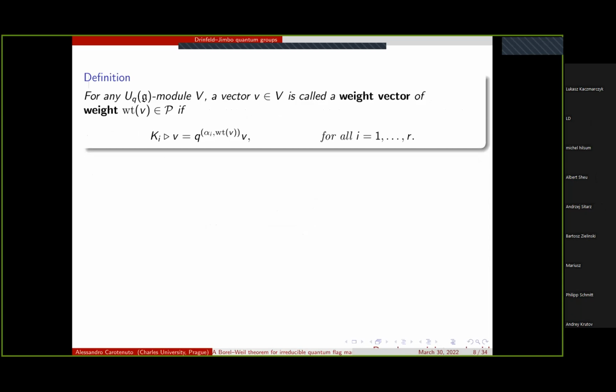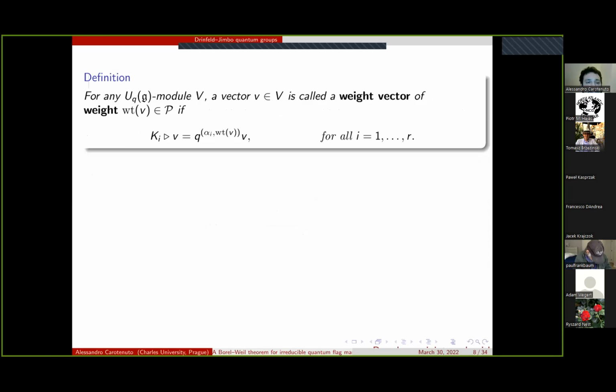for any U_q(g)-module, we have a way to classify all the modules over U_q(g), finite dimensional ones at least. For any U_q(g)-module V, we say that the vector v is called a weight vector, and we denote the weight in this way, if by applying K_i to v, we know that v is an eigenvector of K_i with eigenvalue q to the scalar product of alpha_i with the weight of v, times v.